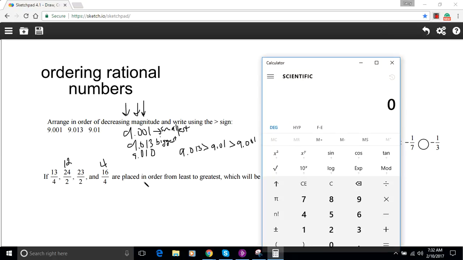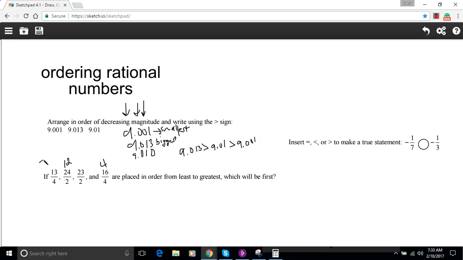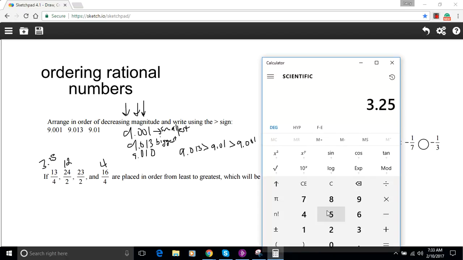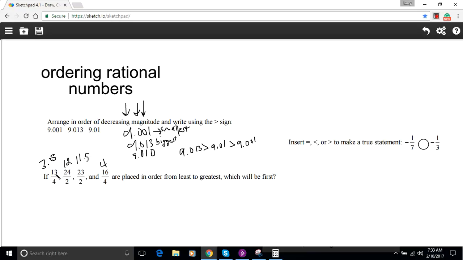But let's calculate the other ones here. 13 fourths is 13 divided by 4. So that's 3.25. And then 23 divided by 2, and that is 11.5. And now that we've got them arranged this way, it's pretty easy to put them in order. It says least to greatest. Oh, and it's just asking which will be first if you put them least to greatest. So we want to find the smallest one, and that's the 3.25. So the answer would be 13 fourths on this one.